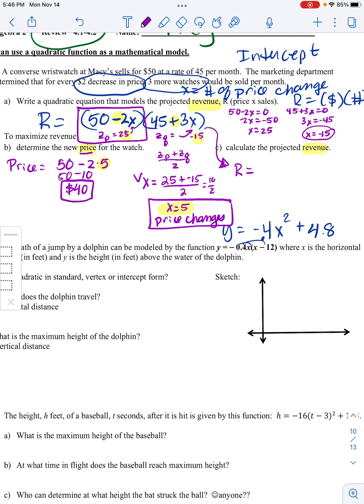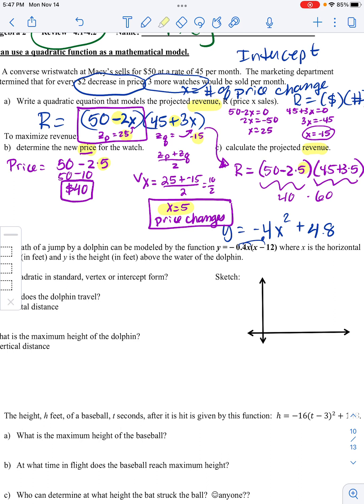I just found out the new price, but if it makes you happier, you can just type the whole thing in, putting the 5 that we got as our X in for the X. And then 45 plus 3 times that X. So again, you're saying, hey, what's the new price? We already did this part, got a 40 on our calculator. Here, if I do this part, I'm going to find out that that will sell 60 of them.